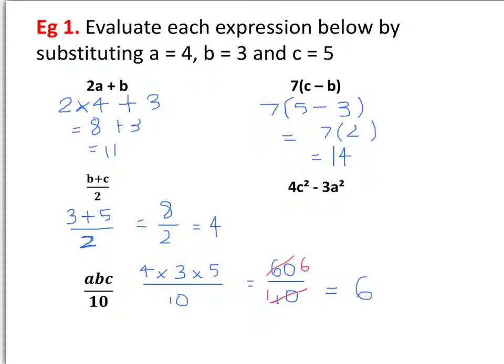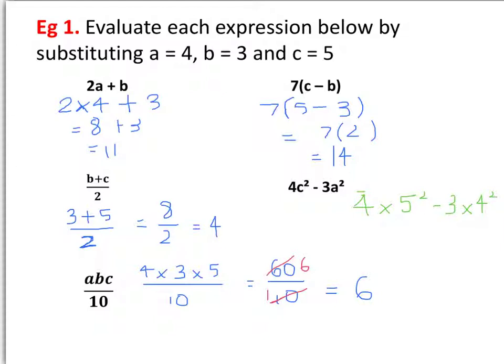Over here, I'll just write in a different colour so we don't get confused. 4c squared minus 3a squared. So what we have here is 4 times our value for c squared. So we have 4 times 5 squared, take away 3 times our value for a squared, which is 4 squared.